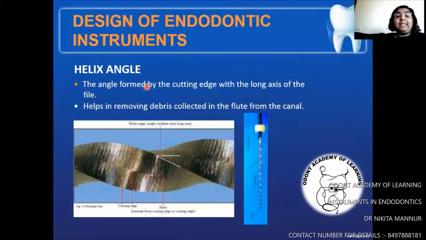Coming to the helix angle, the angle formed by the cutting edge with the long axis of the file is known as the helix angle. You can see the cutting edge here. These two are cutting edges, and in the center, this is the long axis of the file. So the angle that is formed with the straight long axis with the cutting edge is known as the helix angle. It helps in the removal of debris collected in the flute from the file.